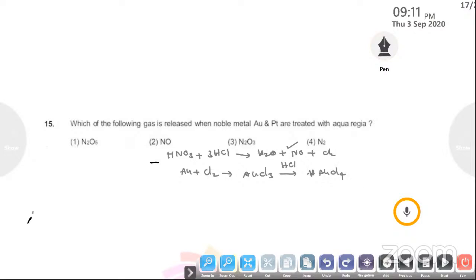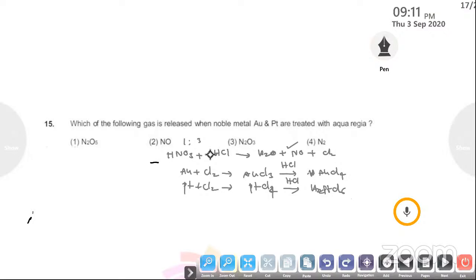Similarly, platinum also can react with Cl2. So it gives rise to PtCl4, platinum valency is 4. Here gold valency is 3. And further it reacts with HCl. It gives rise to H2PtCl6. So a complex is formed. Means gold is soluble and platinum is soluble in this state. So like this, gold and platinum are soluble in aqua regia. So 1:3 moles ratio, right?